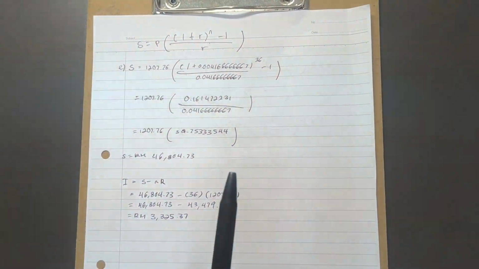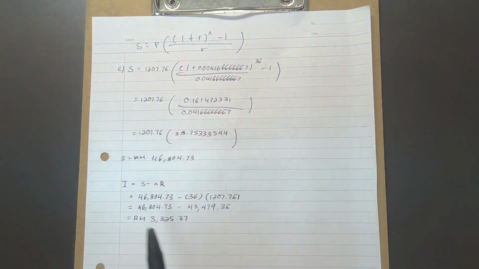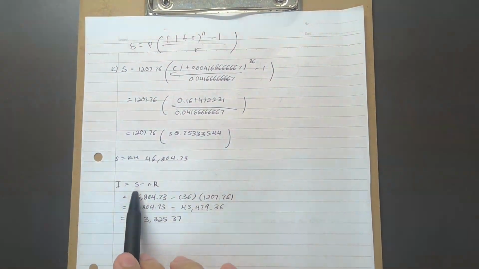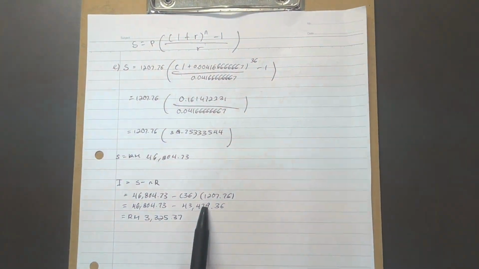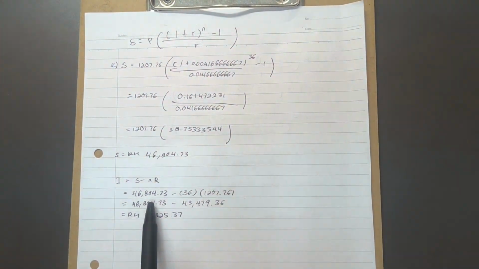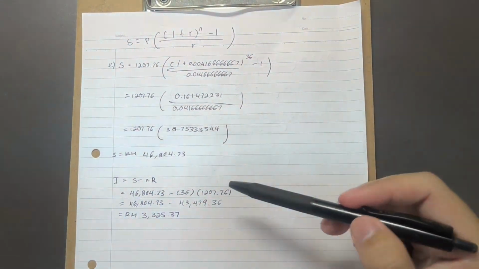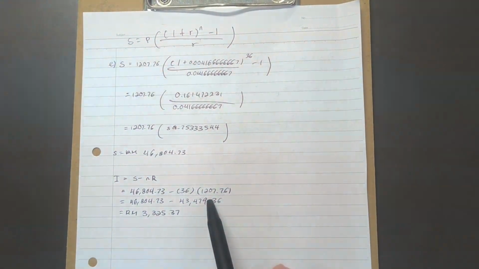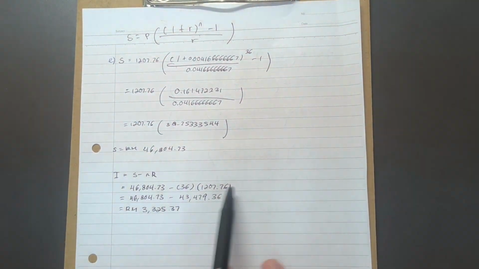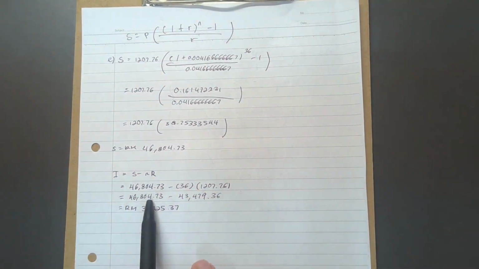The answer for S is 46,804.70. To find the final answer, we will use the formula I equals S minus n times R. So we put the answer S, which is 46,804.70. We minus by 1,207.76 times 36. We need to calculate this first to get this. Then we minus it from S.